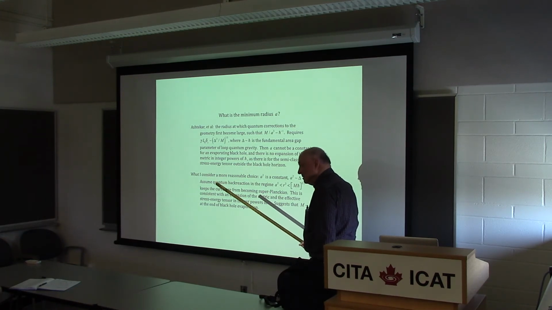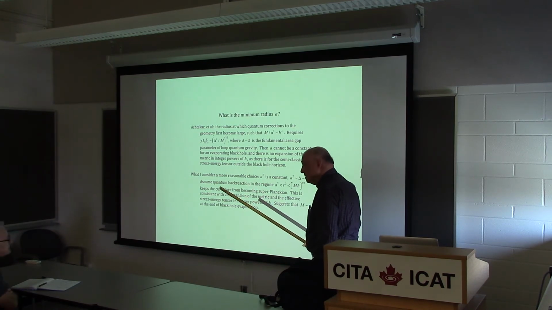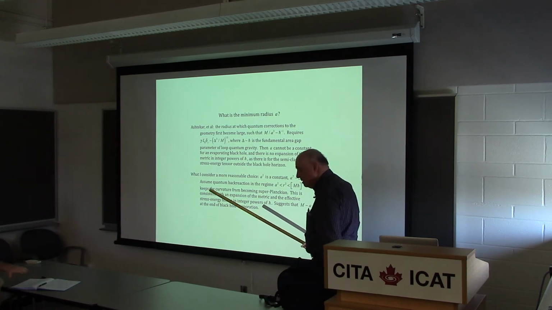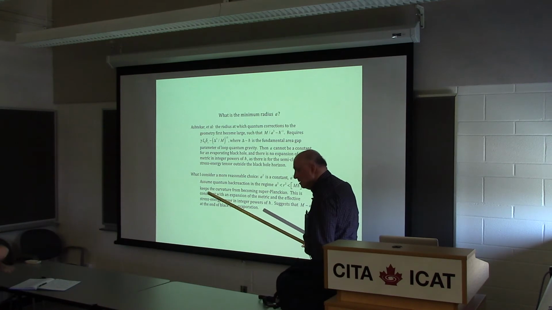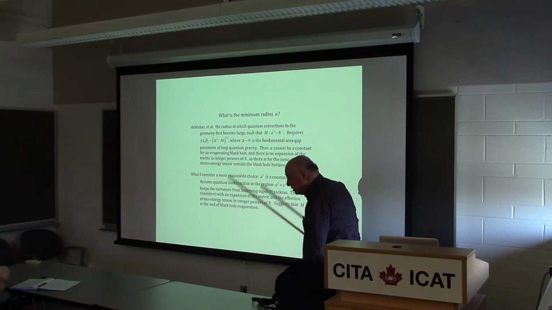Since the keyword area is used here, an area gap, and area for black holes is related to entropy, does it mean that there's a spectrum with a discrete set of areas? Yeah, so it could be interpreted in terms of some discretized spectrum of areas, or the area has quantum.